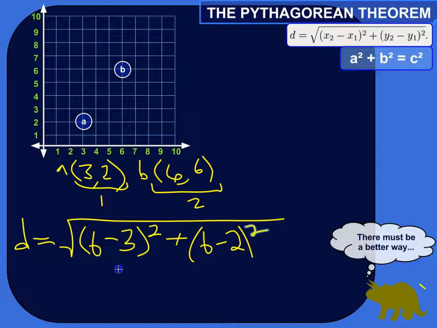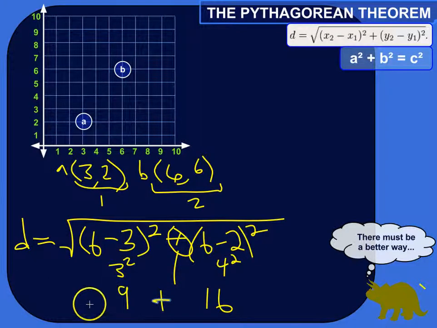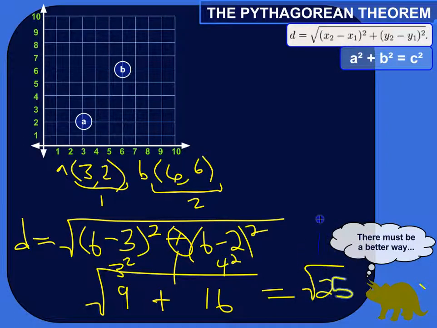So 6 minus 3 is 3. 6 minus 2 is 4. And then we would square those. 3 squared is 9. 4 squared is 16. We're adding these together and square rooting that. So adding that together, that's 25. So we're doing the square root of 25. Square root of 25 is equal to 5. So the distance between these 2 points would be 5 units, and that's following the distance formula.